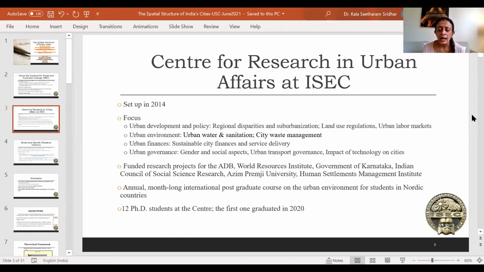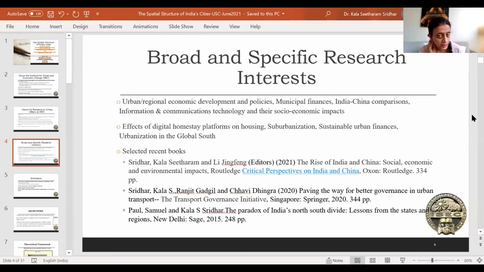As far as our center is concerned, there are about 12 PhD students, out of which 5 of them are working under my guidance. So it is a lot of work. My broad and specific research interests are basically urban regional economic development, regional disparities, municipal finances, and I'm also interested in India-China comparisons, as also the impact of ICT on cities and their economic impacts.